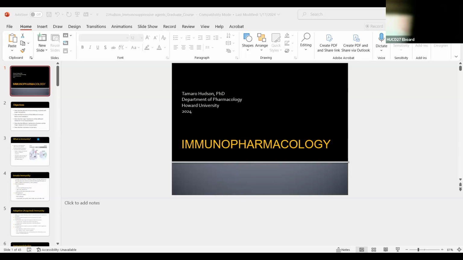So today we're going to talk about immunopharmacology and then autocoids. We're going to make a distinction between the two, and hopefully you will see the distinction. In talking about immunopharmacology, I want to provide a baseline understanding of immunology, and it's going to be really elementary.